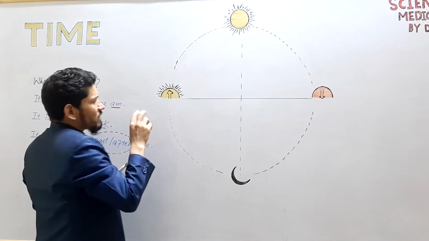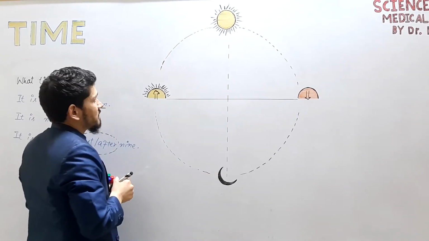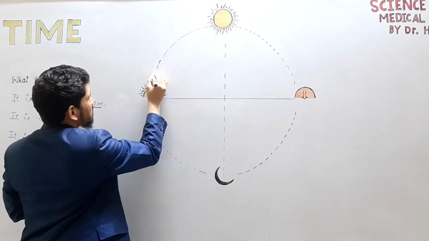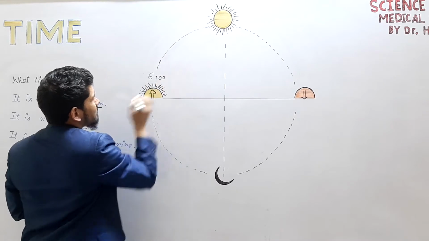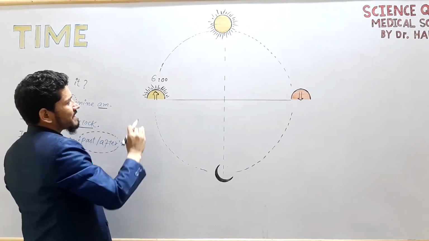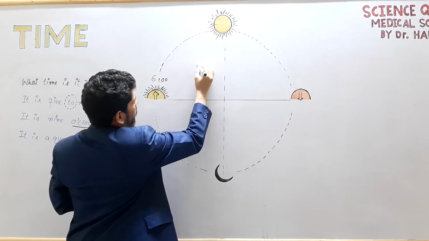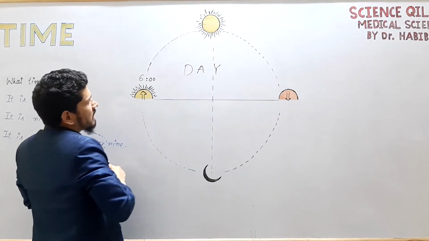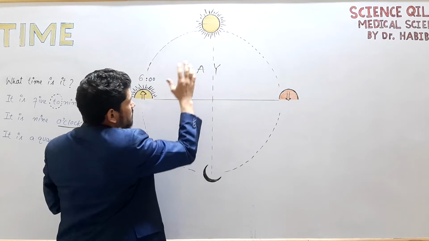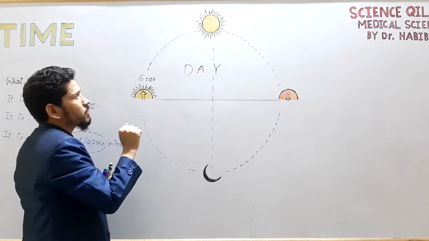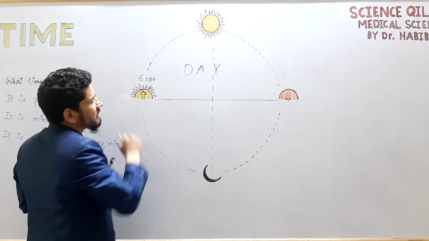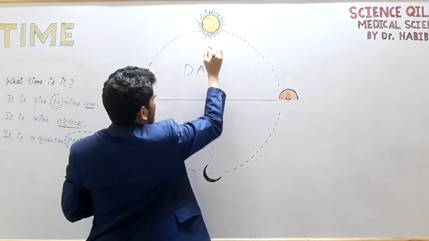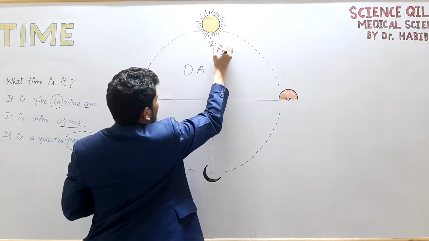So let's suppose, at what time does the sun rise? We say, let's suppose the sun rises at 6 o'clock. As the sun rises, we say that the day has started. At what time do you see the sun fully visible to you, shining with its full brightness? Let's take the average time again, and that is 12 o'clock.